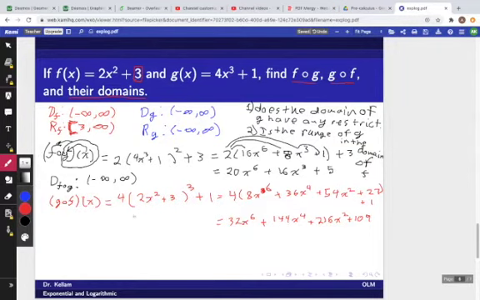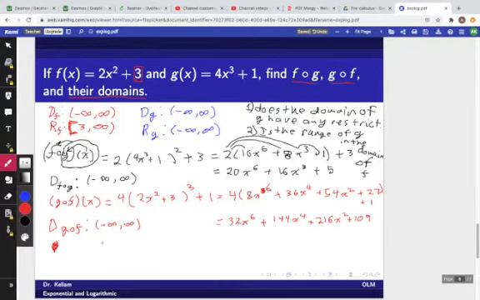Okay. So what is the domain of g of f? Well, we look at our domain of f. It has no restrictions. We see that the range of f is entirely inside the domain of g. So the domain of g of f is negative infinity to infinity. The range of g of f we're not really concerned with.